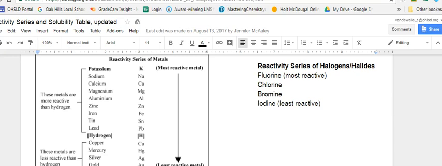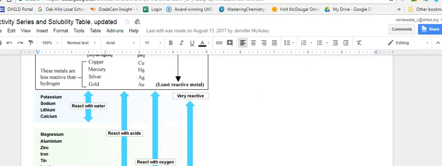And then if you look at the bottom half of this page, you're going to see the same format again, that these are going to react with water, these will react with acids, these will react with oxygen, and down here is your silver, your gold. Very, very unreactive. And if you think about it, why does that make sense?